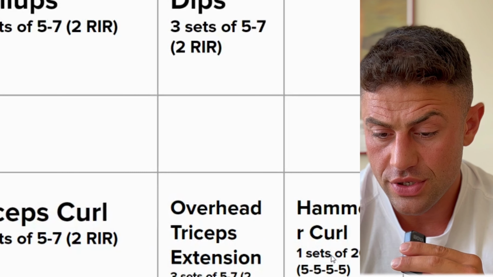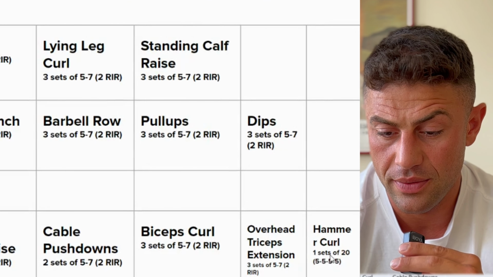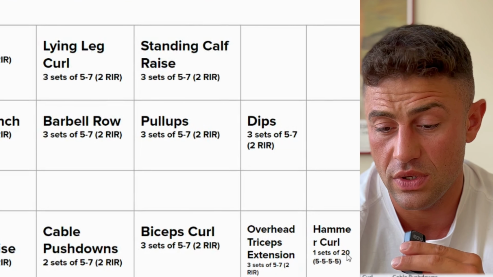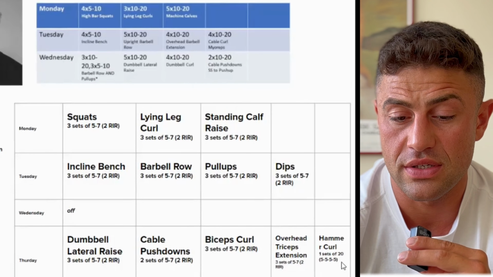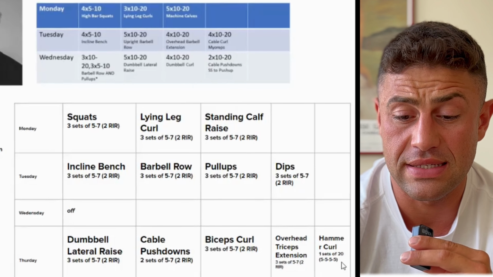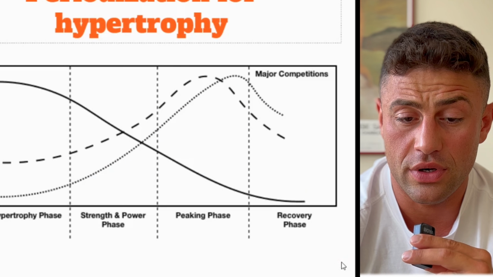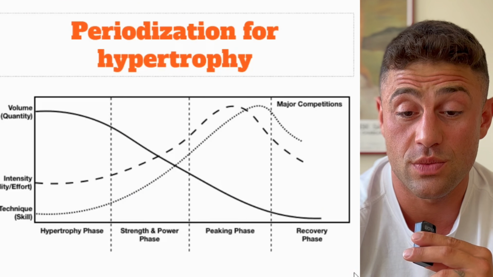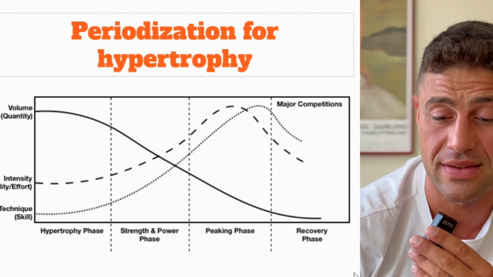Now, one thing I use here that we're not gonna get too much into is the use of cluster sets, one set of 20 reps divided in 4 clusters. We're gonna take a look at the cluster sets in another video, but as I promised in the beginning of these slides, we're gonna take a look at periodization for hypertrophy, whether or not it makes sense.